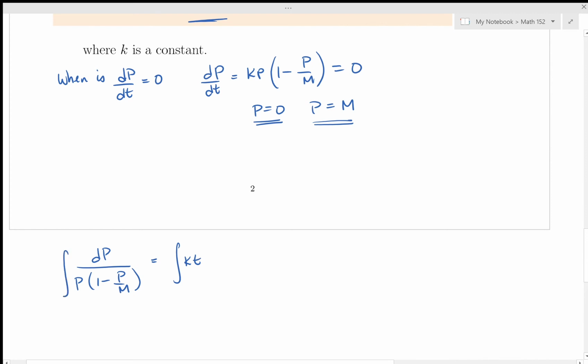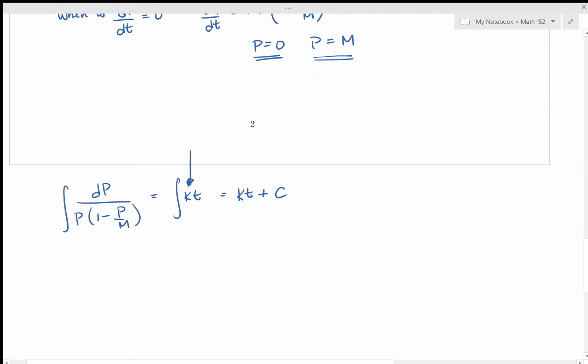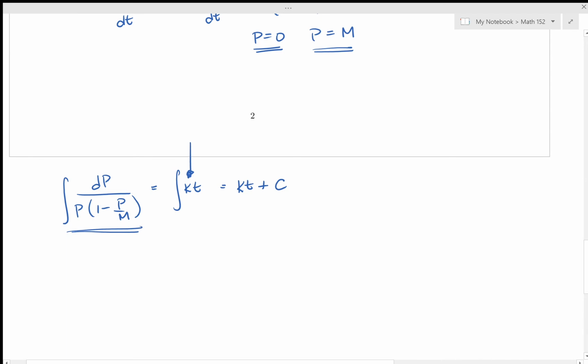So I've got everything to do with t on one side. The constant can be on either side; for the purposes of this, I have simply left it on the right-hand side. So I've got everything to do with the dependent variable on the left, and everything to do with the independent variable on the right. And I can easily integrate the right side, so I've got that already done. Now I need to take a look at this integral here and integrate it. This is the integral of dp over p times 1 minus p over m.